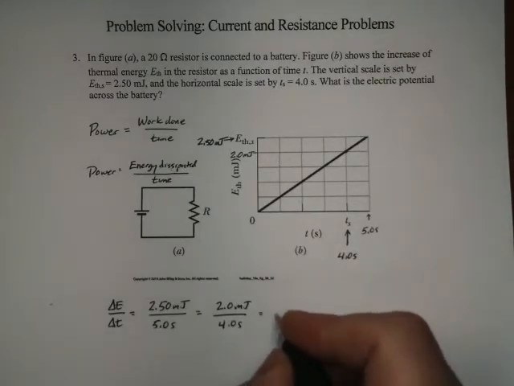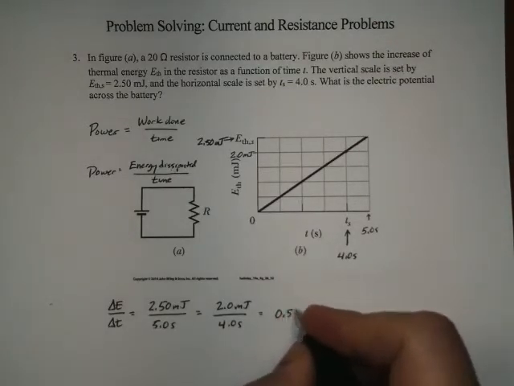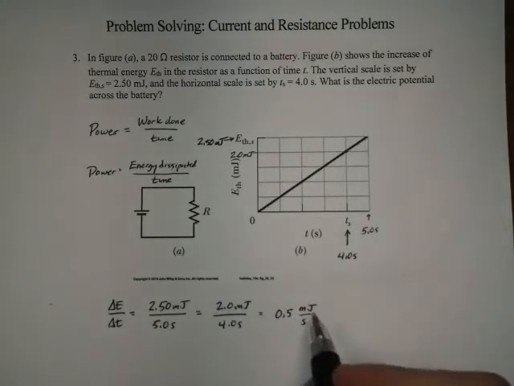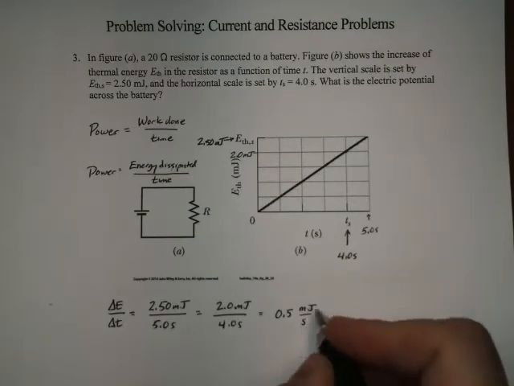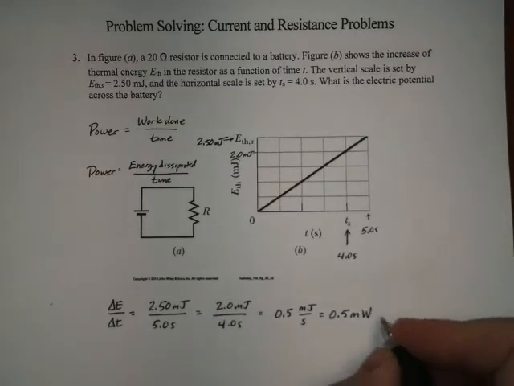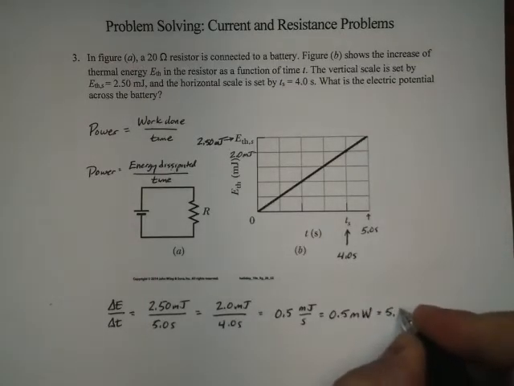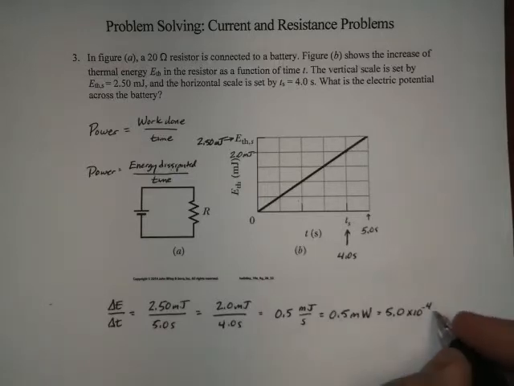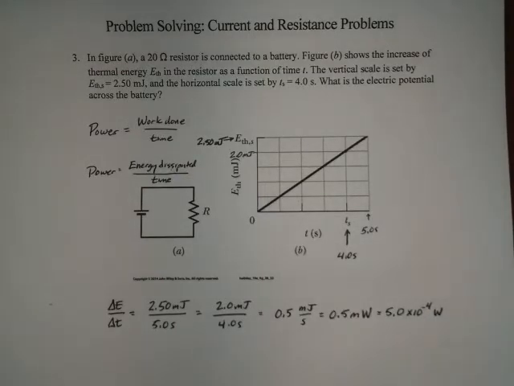And either way you're going to do that, you're going to get 0.5. The units would be millijoules per second. A joule per second is a watt, so this is 0.5 milliwatts, or perhaps more usefully 5 times 10 to the minus 4, because I have to move the decimal. Let's see, 1, 2, 3 more times to get it into watts. Watts. So that's the power that is being dissipated by that resistor.